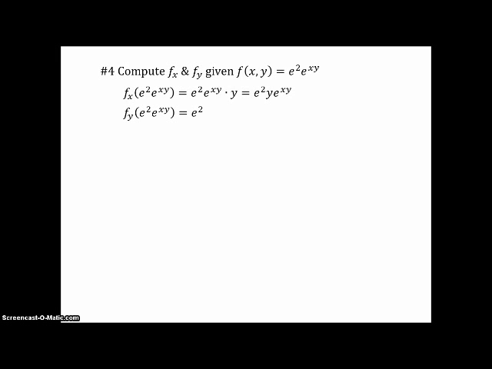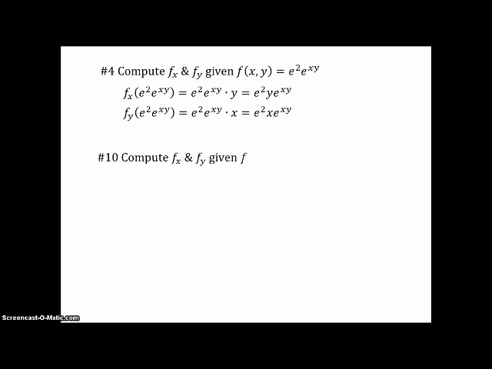F sub y of the quantity is the same idea, except when we take the derivative of xy during the chain rule, now y is your variable and x is considered a constant, and so the derivative of xy is x instead of y.